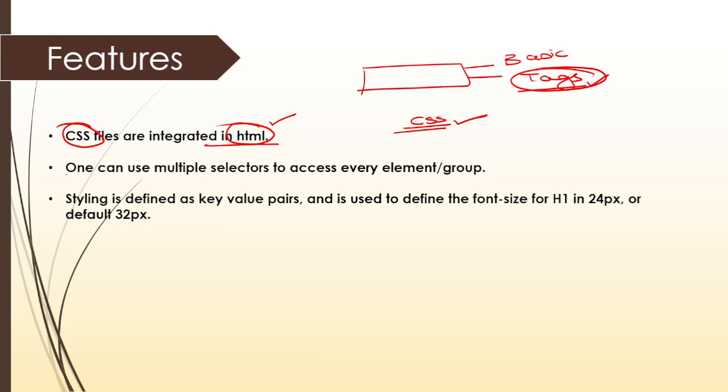Okay. The next feature says that one can use multiple selectors to access every element or group, and styling is defined as key value pairs and is used to define, for example, the font size for H1 as 24 pixels or the default 32 pixels. All these things are the important features that you can use in CSS. We will discuss all of these practically in the next lectures.